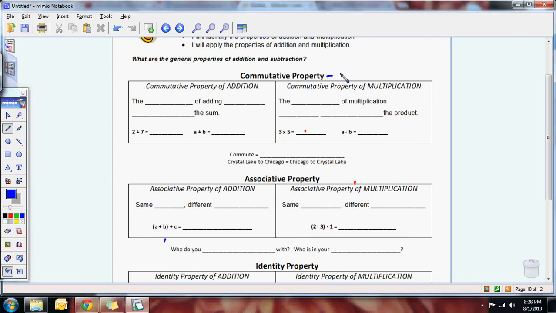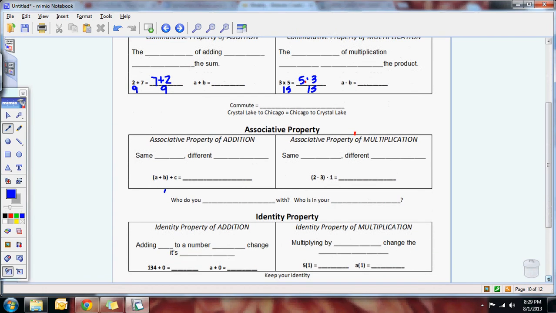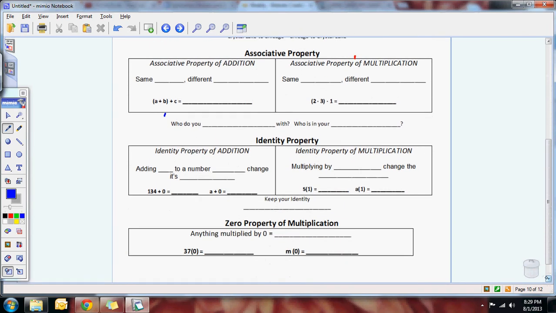And the biggest thing to remember for the commutative property is that order doesn't matter. So we have it for addition. So 2 plus 7 is going to give me 9. But if I switch around the order, I'm still going to get 9. Okay, same thing with multiplication. 3 times 5 is 15. If I switch the order, 5 times 3, we're still going to get 15. So that's the commutative property. Changing around the order for addition and multiplication does not change the answer.